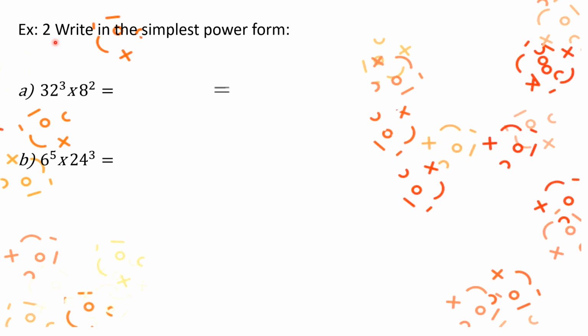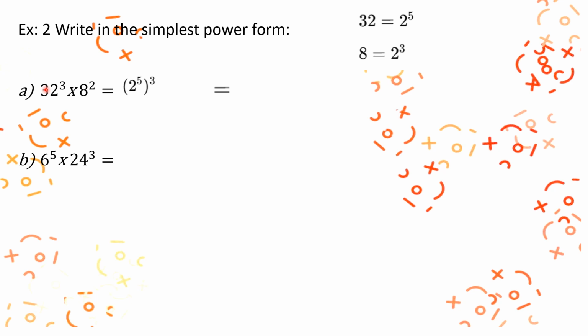Now let's start with exercise 2. Write in the simplest power form. Part A, 32 cubed times 8 squared. If we make prime decomposition for 32, it will give me 2 to the power 5. And 8, it's 2 cubed. So I can write these numbers in this form.